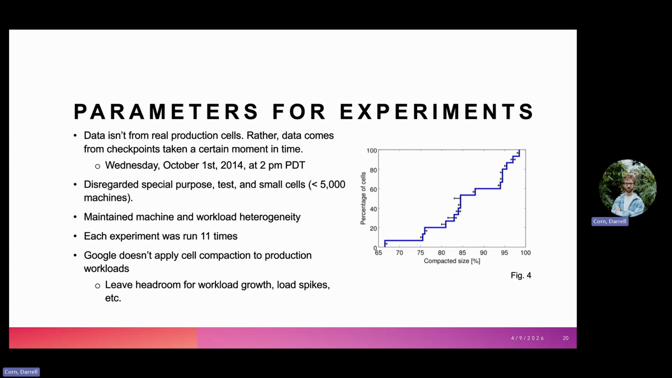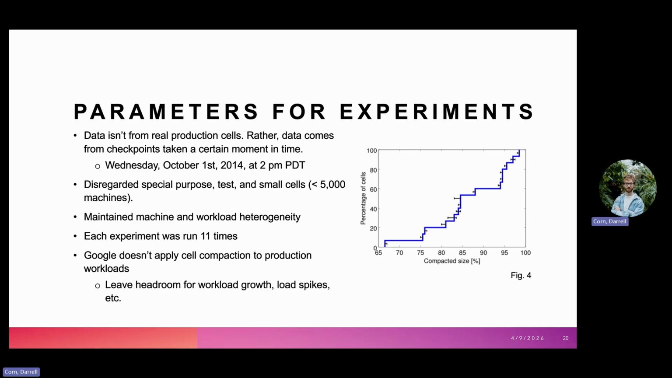Additionally, we should discuss some parameters for the following experiments. We should note that these metrics aren't from actual production workloads. They ran the experiments on simulations based on the production workloads. And the data for the simulation comes from a very particular moment in time. It was taken on a Wednesday, October 1st, 2014 at 2 p.m. Pacific Daylight Time. And this is essentially saying that the workloads represent a normal use day. It wasn't taken after hours. It wasn't taken on a weekend or a holiday. It's just people using Borg as normal.